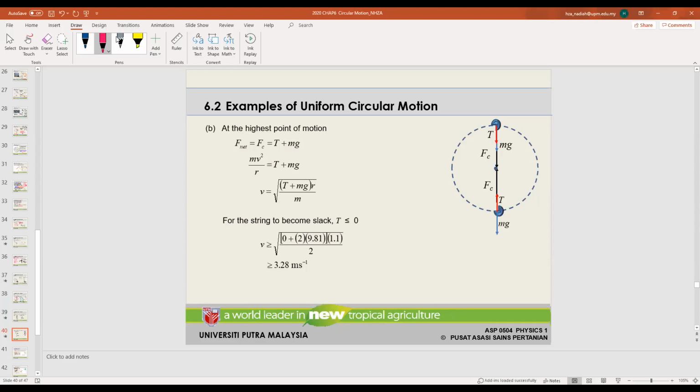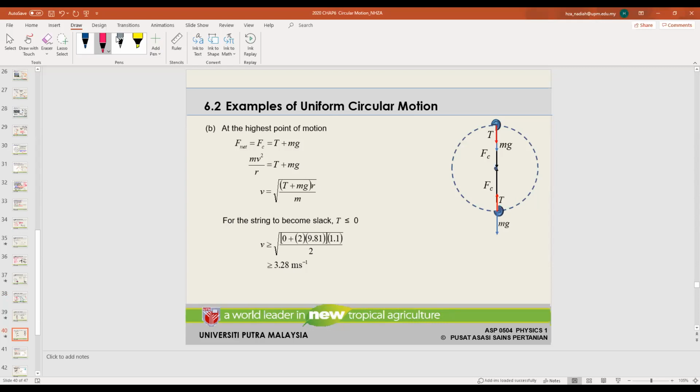Tak lah. T equals to 0. Why? For the string to become slack, T is less than 0 or equal to 0. Okay, I don't know this one. Kenapa? I need to figure this out. Okay, this question. I'm very sorry for misleading you, Doctor. Okay, I thought it was 25. It's okay, so I'm gonna figure out why it's less or equal to 0. Macam reaction force pula. Not sure.